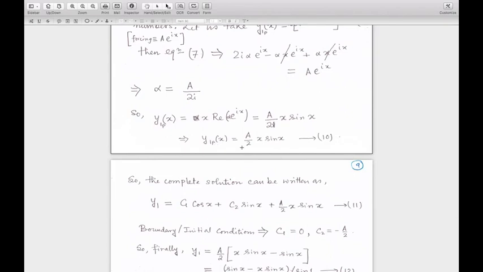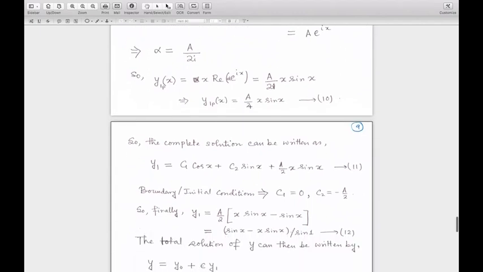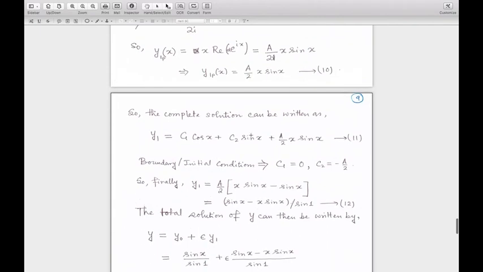And this type of treatment you have already seen in the previous lectures. So you have a particular solution of the form of some constant, a real constant, a by 2 x sin x. So the complete solution can now be written in the form c1 cos x plus c2 sin x plus a by 2 x sin x.